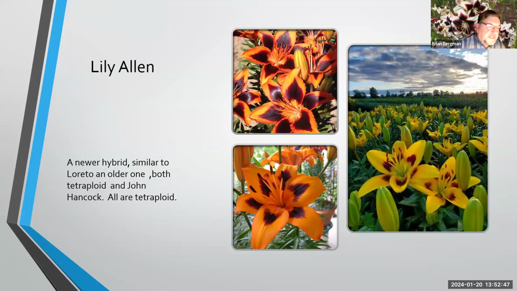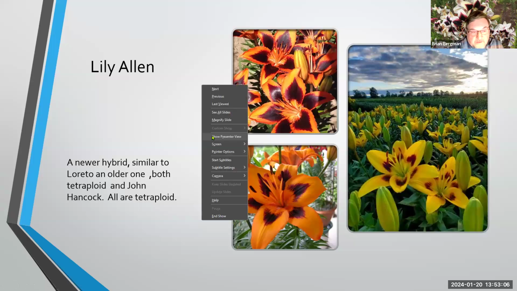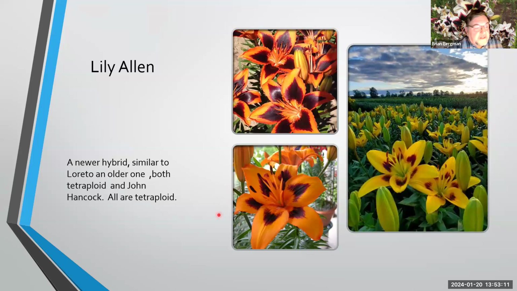Okay, now we're talking about more modern, different, the brush strokes again. Lily Allen was introduced recently. Loretto is an old, that's the bottom left-hand side. That's an old brush mark, one of the first commercial brush marks that came out. And the other one on the right-hand side is John Hancock, which is being introduced in the last year or two. Look at Lily Allen and see the white nectary furrows. See the frosty white nectary there. I think that's really pretty.